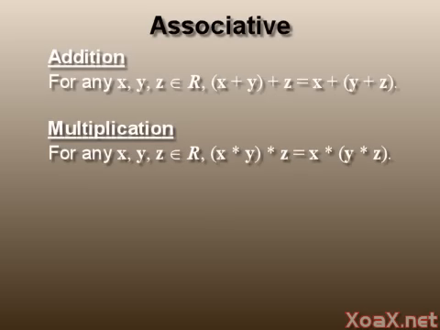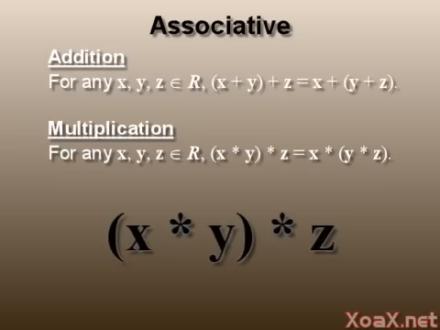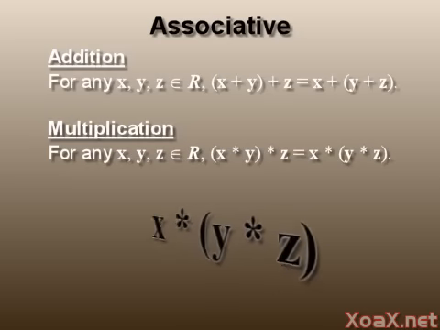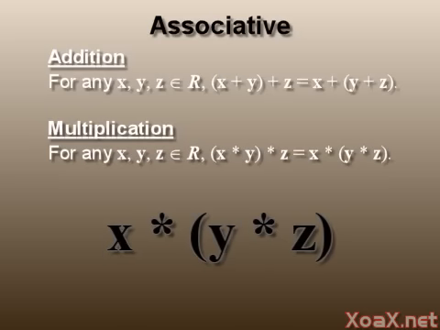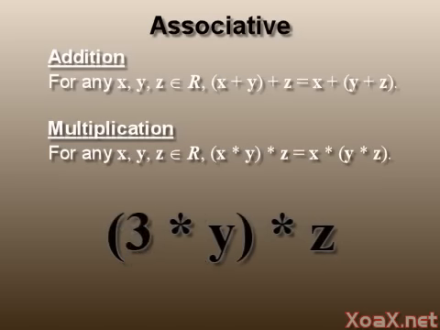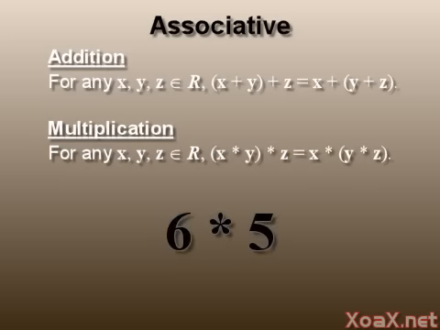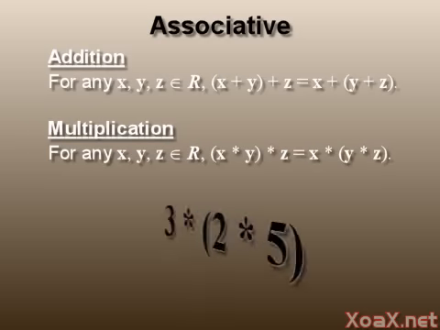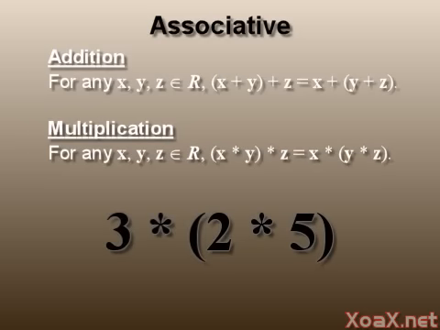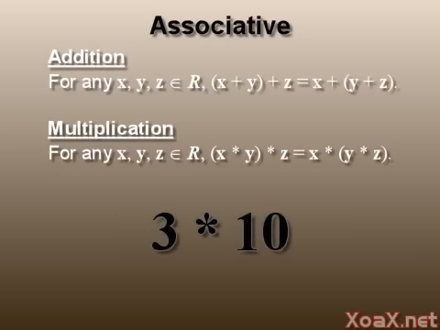For multiplication, the associative property says that for any real numbers x, y, and z, multiplying x by y and then by z is the same as multiplying y times z and x times the product. For example, if x is 3, y is 2, and z is 5, we can multiply 2 by 3 to get 6, and then multiply by 5 to get 30. On the other hand, if we multiply 2 by 5 to get 10, and then multiply by 3, we also get 30.